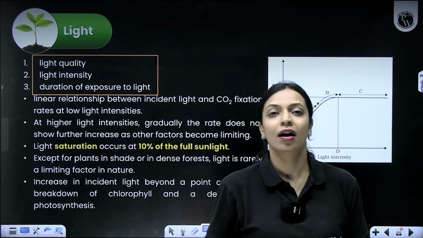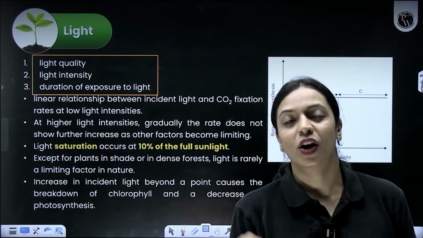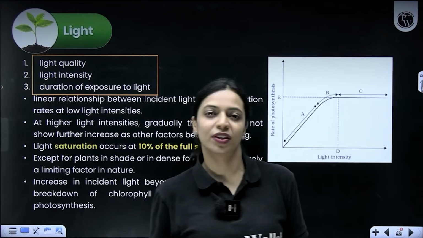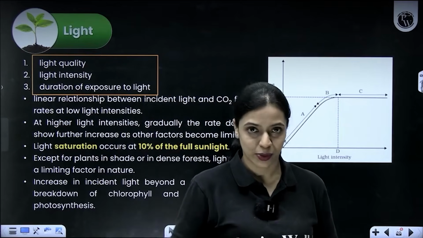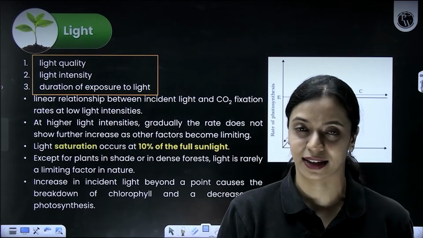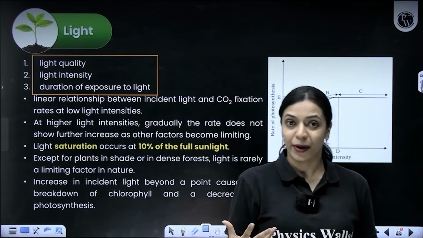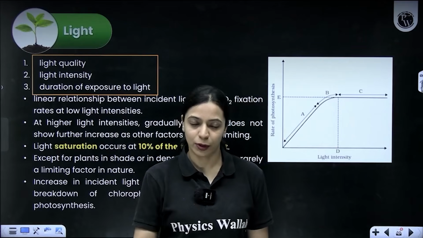So here, if you're constantly giving a plant only green wavelength of light, it's obviously not going to photosynthesize because chlorophyll cannot absorb green. That's why it's imparting green and we see it as green color, right? So it depends on what wavelength of light is available to the plant.